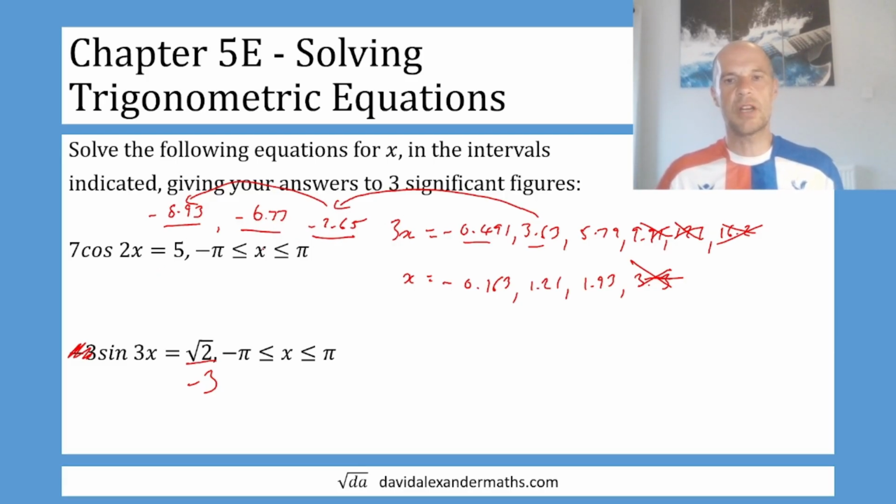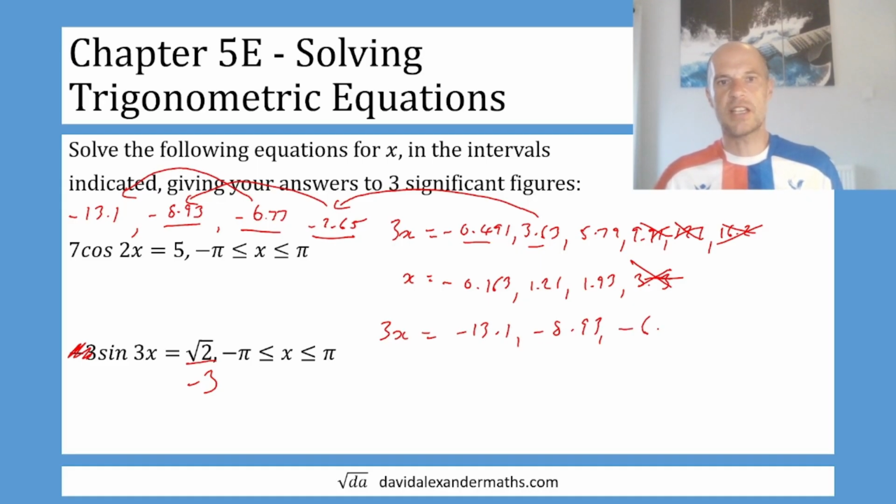So I know that I'm going to be dividing them all by 3. And I know that if I divide 8.93 by 3, that will definitely be less than 3.14. So that is still within range. So I'm going to do one more. Well, maybe I need to do more than one more, but I'm going to do one more for now. Let's do negative 6.77, take away 2 pi from that, and I'm getting negative 13.1. Okay, so I've got these new 3x solutions, which are negative 13.1, minus 8.93, minus 6.77, minus 2.65.